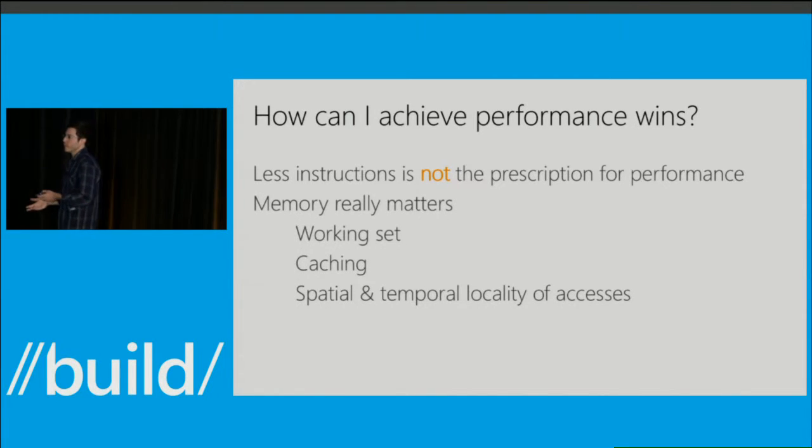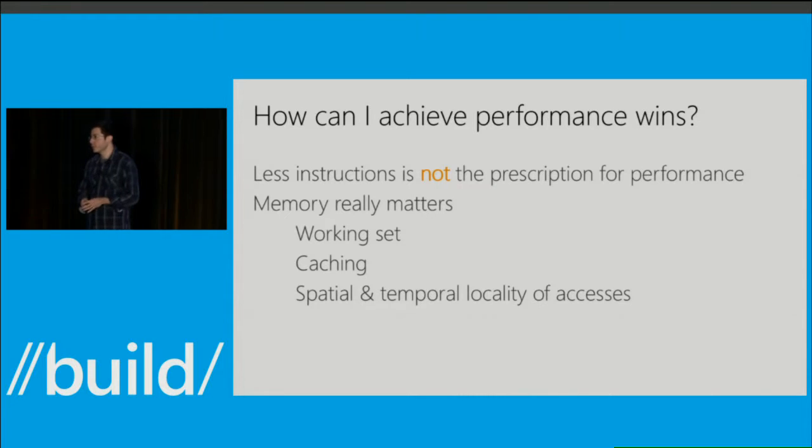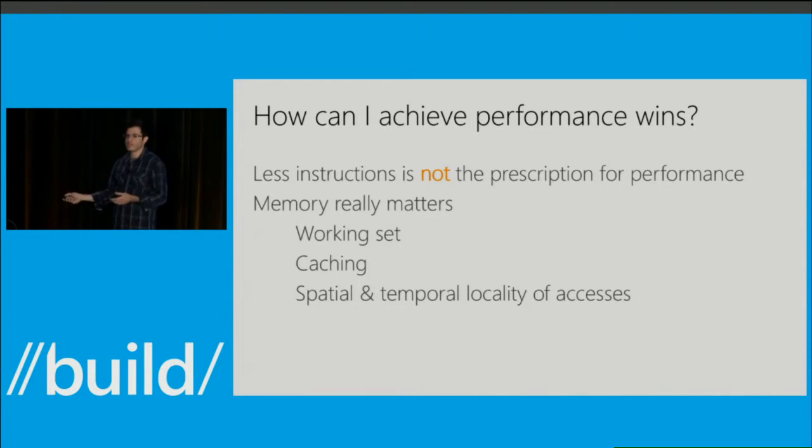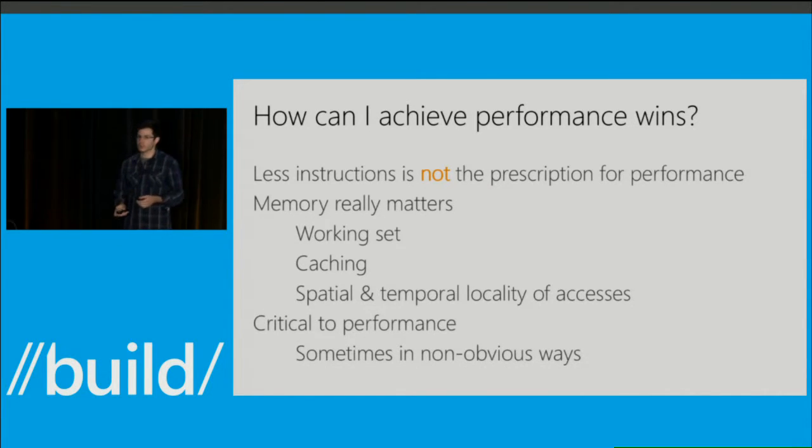I really want to talk about memory. Memory really does matter when it comes to performance. Things like the working set, how much data memory your program actually uses, how you handle caching, and then spatial and temporal locality of accesses. And memory is absolutely critical to performance for modern code running on modern processors, especially high-performance code. And sometimes it's critical to performance in non-obvious ways.